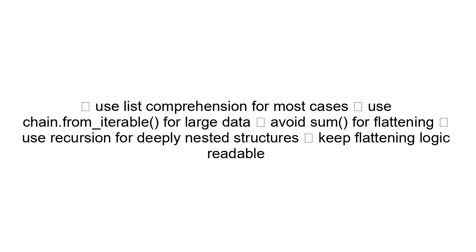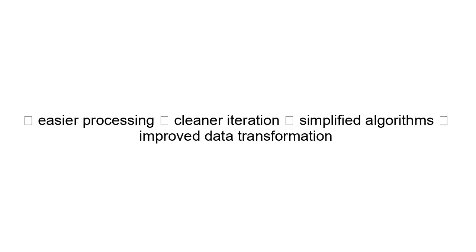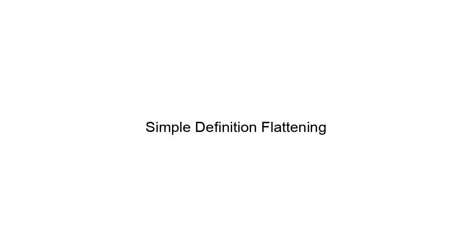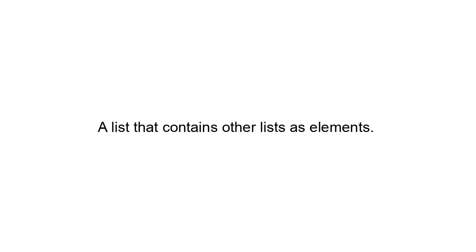Best practices. Use list comprehension for most cases. Use chain.from_iterable for large data. Avoid sum for flattening. Use recursion for deeply nested structures. Advantages of flattening: easier processing, cleaner iteration, simplified algorithms, improved data transformation. Simple definition, flattening: the process of converting nested lists into a single-level list. Simple definition, nested list: a list that contains other lists as elements.